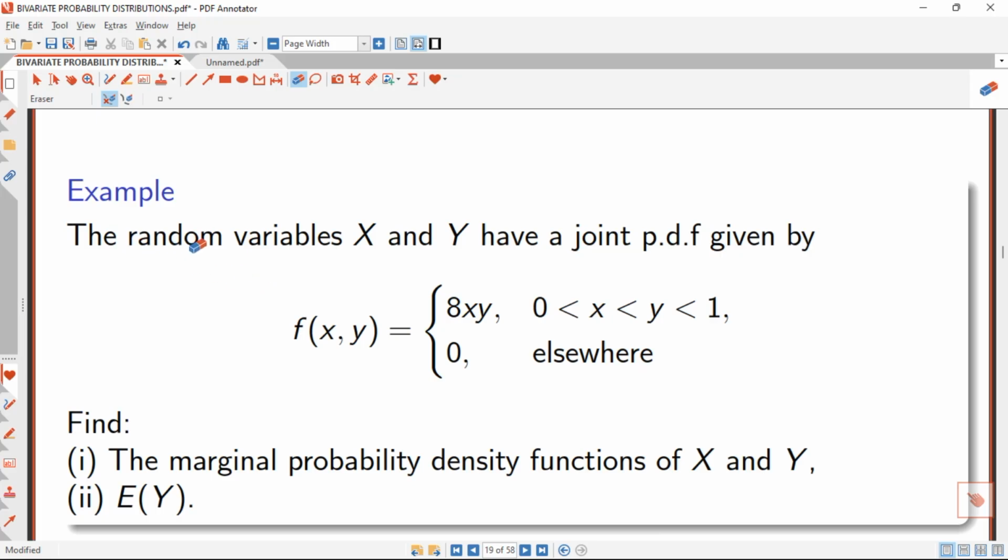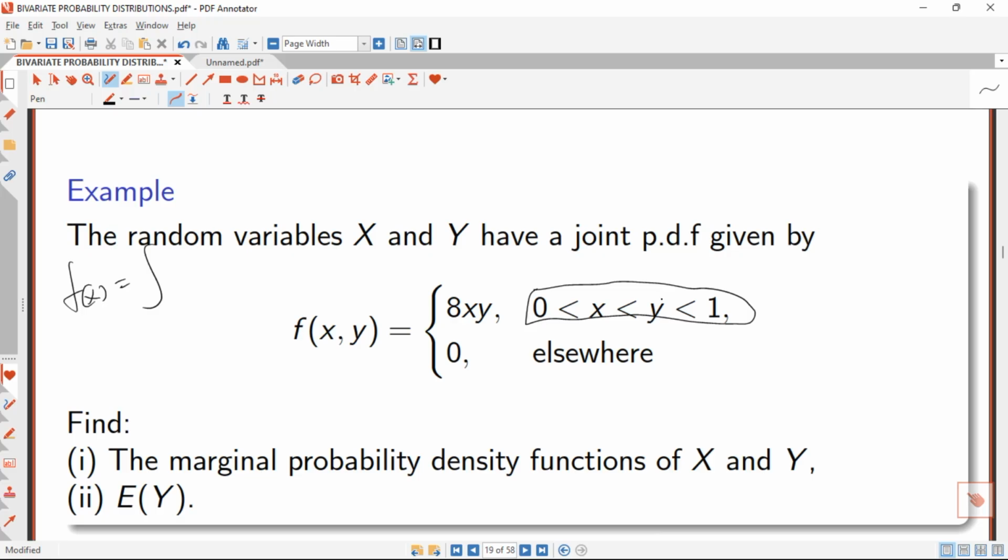Here we said that random variables x and y have a joint probability density function given by this one, and the limit is 0 less than x less than y less than 1. And we have been asked to calculate the marginal probability density function of x and then y. How can we do that? That is very simple. We just learned that f of x will be given as the integral on the limit of y. You see that this limit is a joint limit, not a separate limit, it's a joint of both x and y.